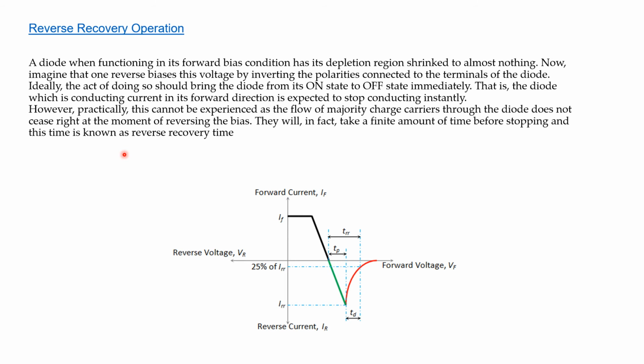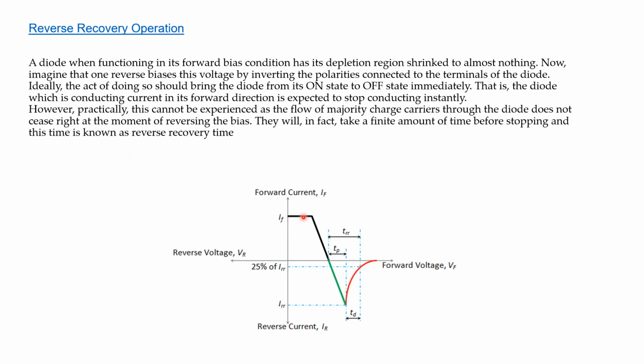So now the diode was conducting in the forward direction, and suddenly it's supposed to stop and turn off, but practically it is not possible. So what happens? A diode does not cease right at the moment of reversing the bias. In fact, it takes a finite amount of time before stopping, and this time is known as reverse recovery time.